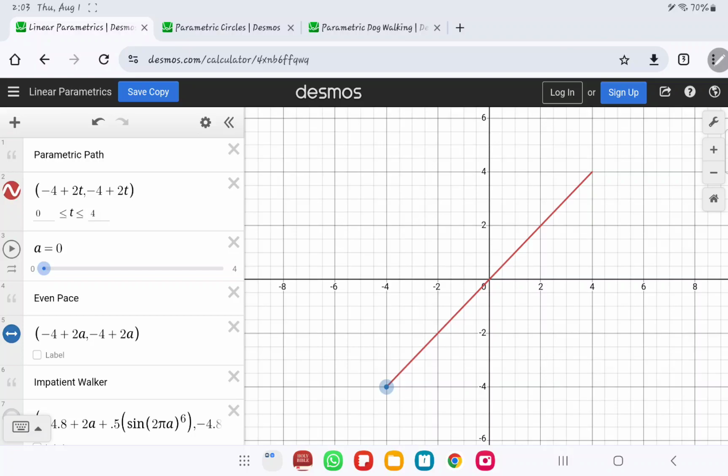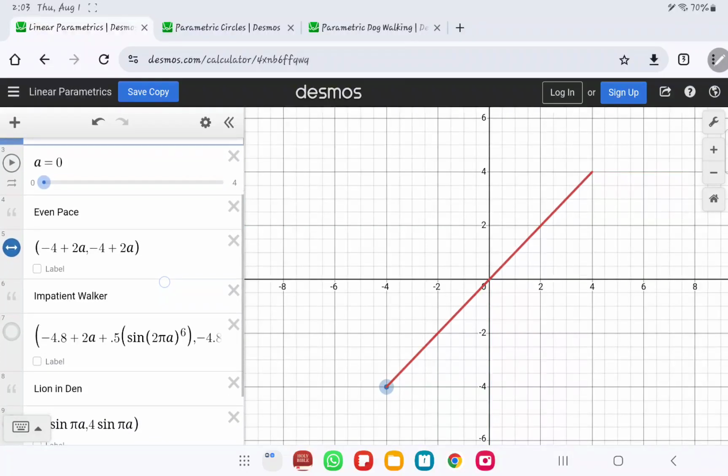And because the x and y match up, this is just going to look like a line, like y equals x, where the x's and y's are all the same. And you'll usually have this restriction on the parameter. So right here we have 0 to 4. You could change that if you wanted to make the line longer or shorter. You just have to change that restriction on the parameter. So I'm going to go ahead and play this.